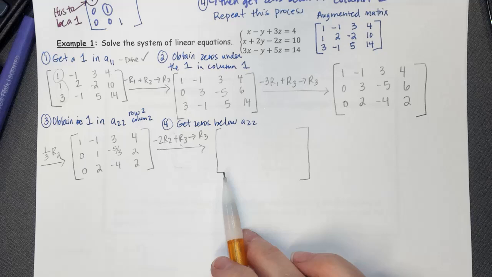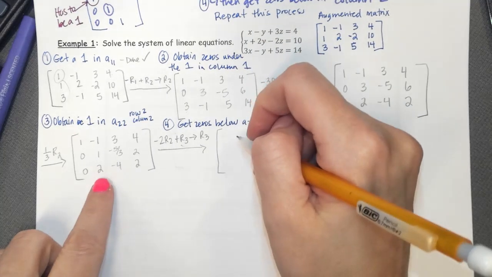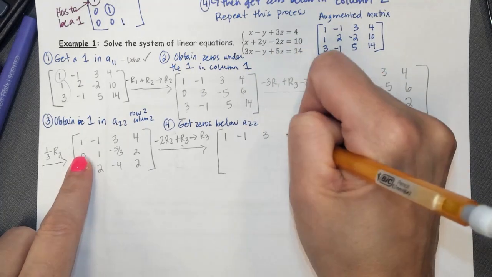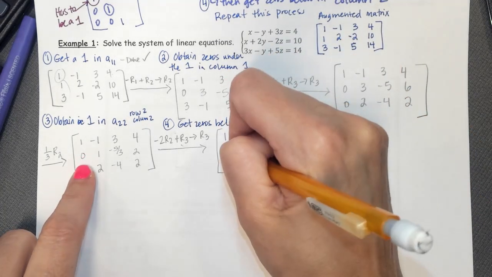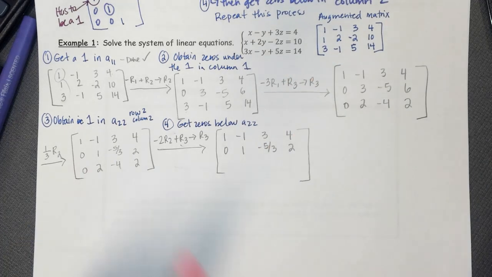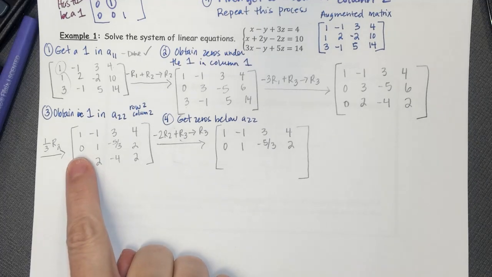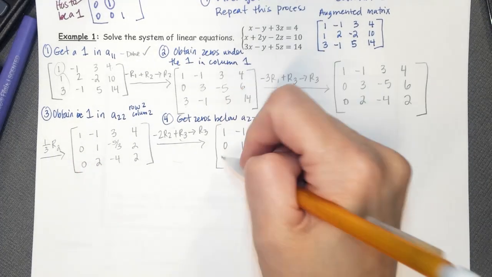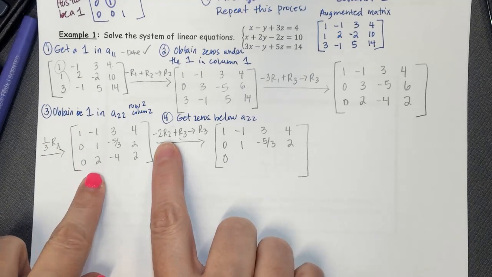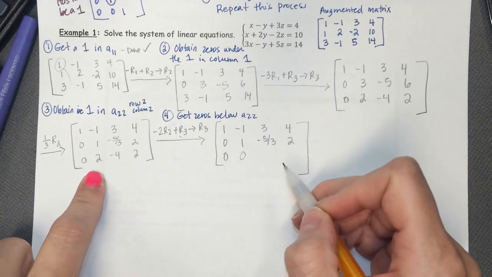You practice multiplying to get your row 3. So you have 1, -1, 3, 4 in row 1. Row 2 is going to stay the same. If you multiply by 0, it's still 0. 0 plus 0 is 0. That's why we do it like this. -2 times 1 is -2. -2 plus 2 is 0.